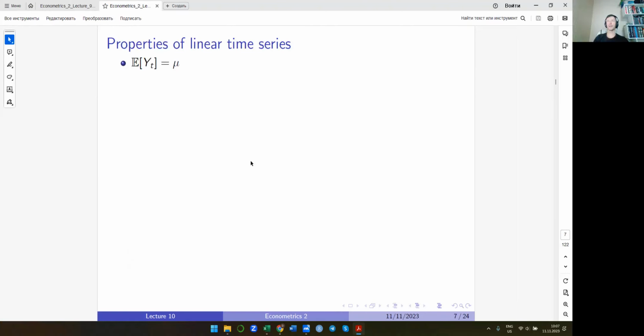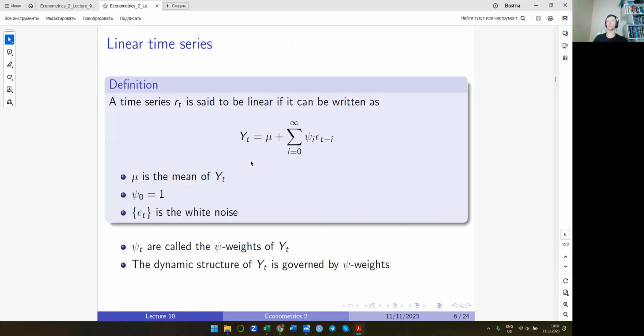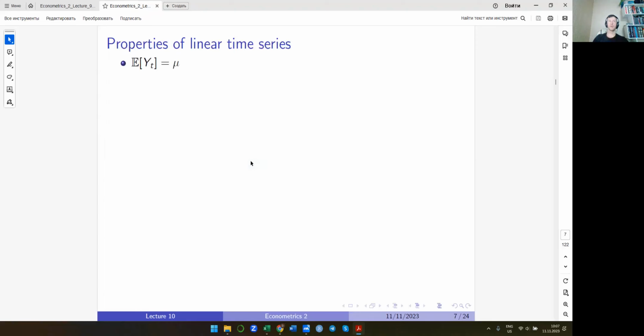So this is a general definition of linear time series. Again, any series that can be represented with this form is linear. We are not going to provide proofs that something is not a linear time series. You can believe me that the series that we are going to cover today are all represented in this form and all of them are linear.